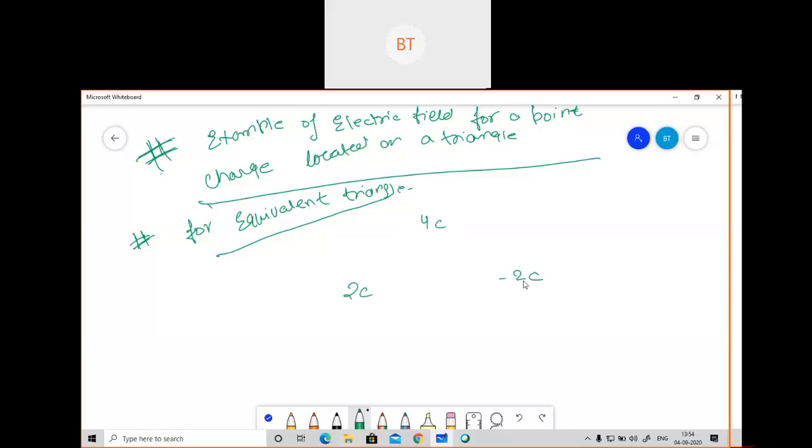And 3 point charges are given, and they are asking you to calculate the point charge at the center. So this kind of question basically comes in the paper. Sometimes they will ask you to find the electric field at the center. So how to calculate the electric field at the center?